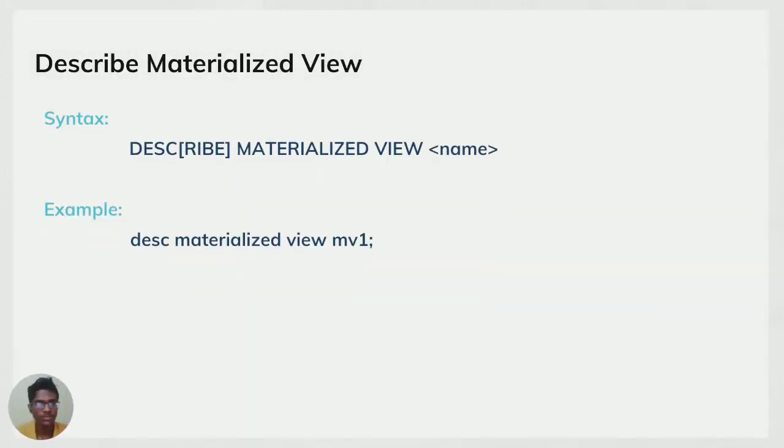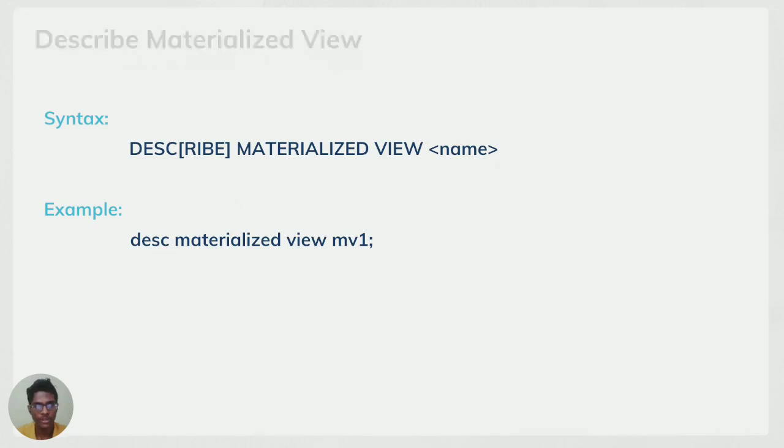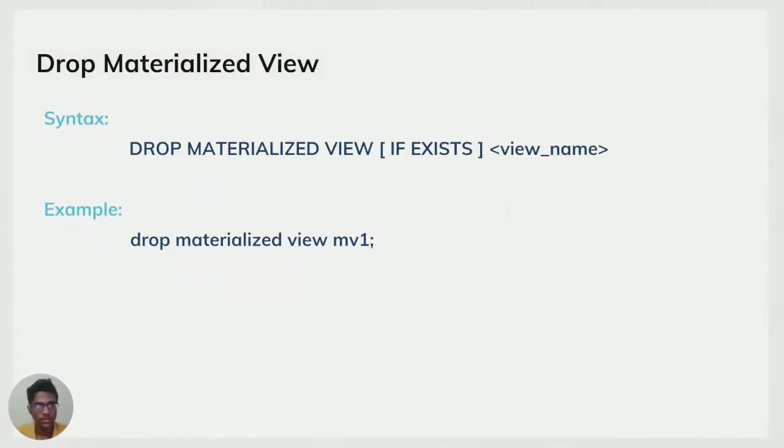We can describe the materialized view. This is the syntax: DESC or describe materialized view and the view name. It will show all the metadata of the materialized view result set. For our table, the example is: describe materialized view mv1. And we can drop the materialized view also. The syntax is: drop materialized view name. This is an example: drop materialized view mv1.